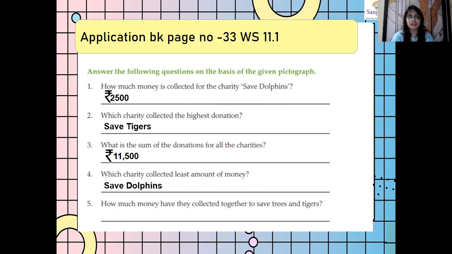Then how much money have they collected together to save trees and tigers? So you will add 5000 plus 4000. That is rupees 9000. So the total amount collected for saving trees and tigers is rupees 9000. This question also, children, you will write in your application book, page number 33.